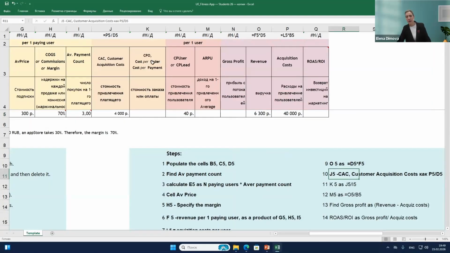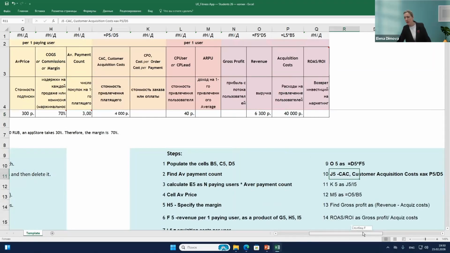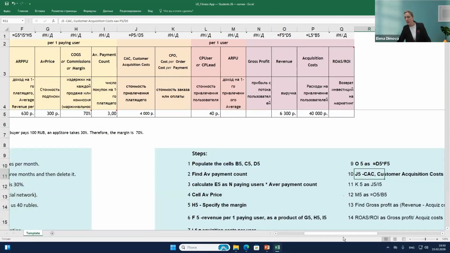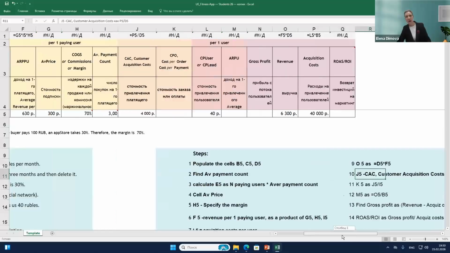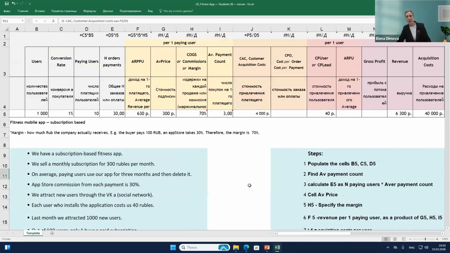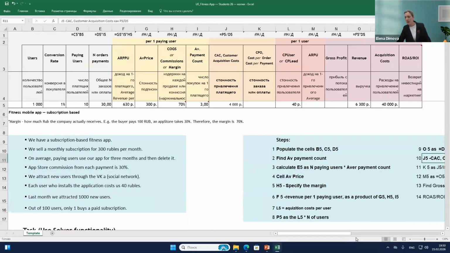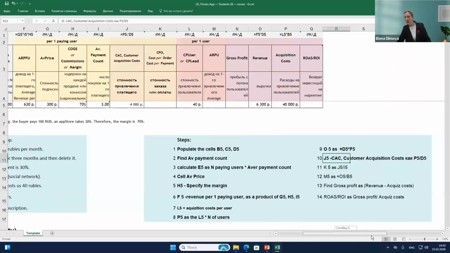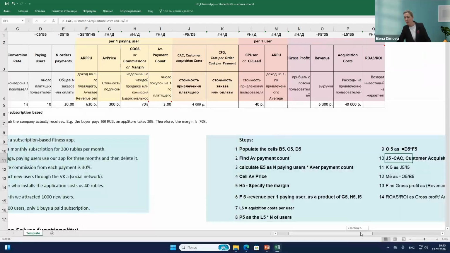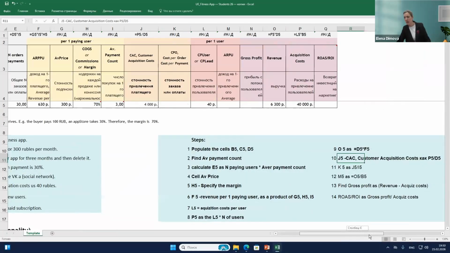K5 is the cost per order. So it is calculated as customer acquisition costs divided by the paying users. Let me check one more time. So here is P5, D5. And we need to put this information. No, it's a bit of additional information. Here we did it.